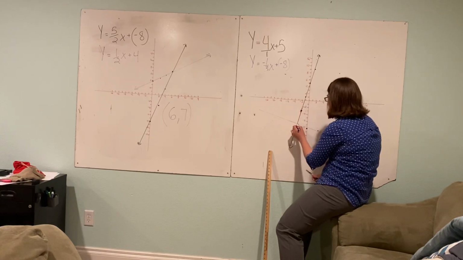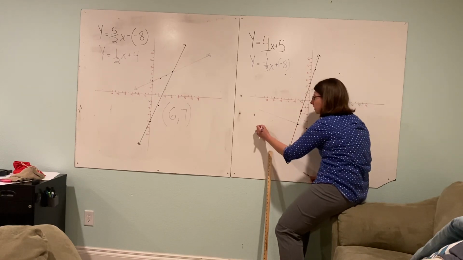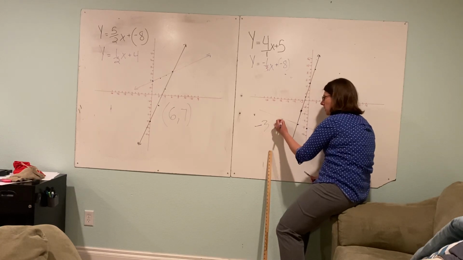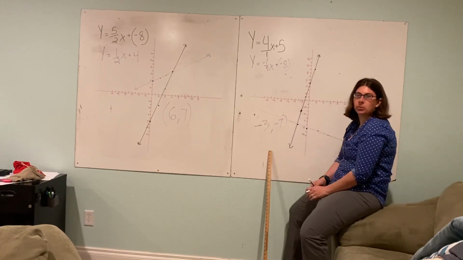Okay, so we are crossing at -3, -7. Yeah, it's a lot easier when you have the grid lines. So the answer to this system is -3, -7.